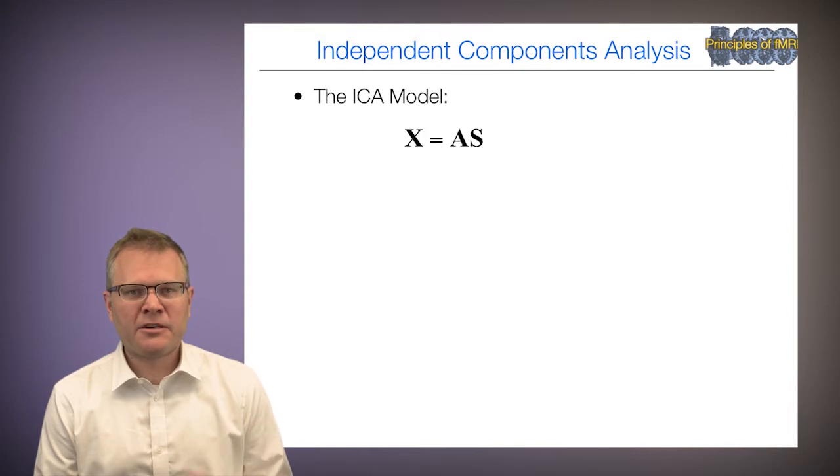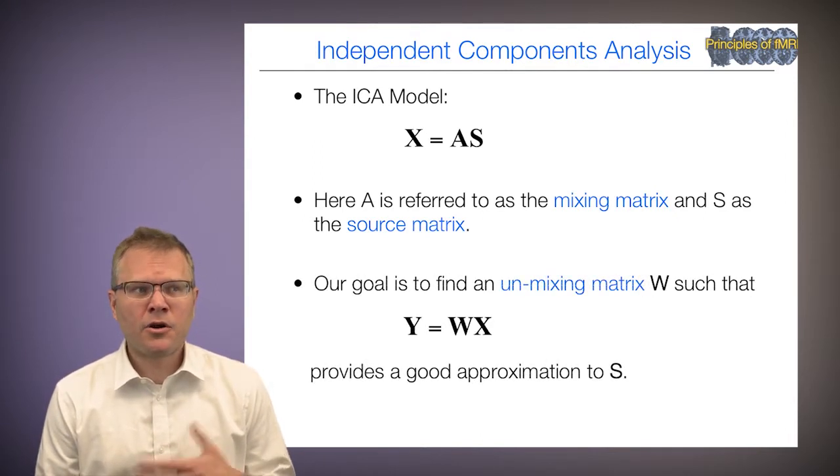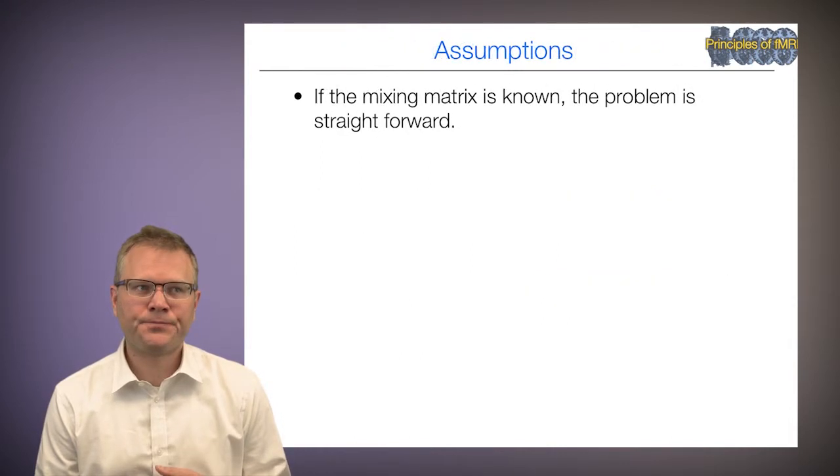Here, the matrix X is decomposed into two matrices, A and S. A is referred to as the mixing matrix and S the source matrix. So our goal is ultimately to use this information to find an unmixing matrix W such that Y equals WX provides a good approximation to S, which are these independent sources.